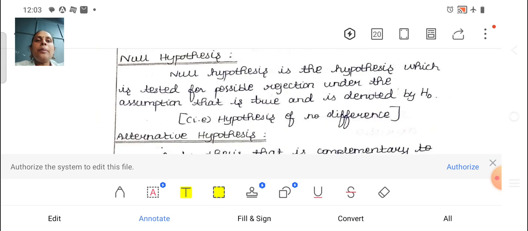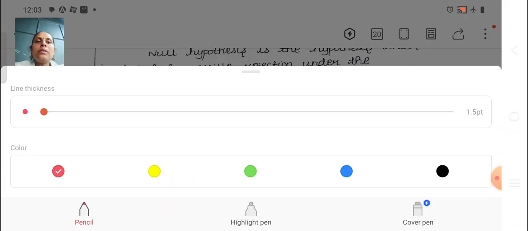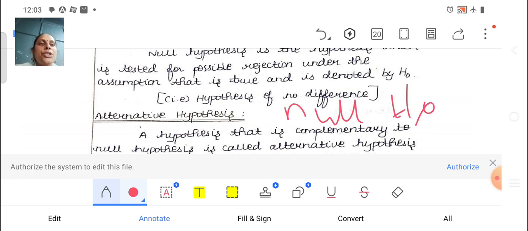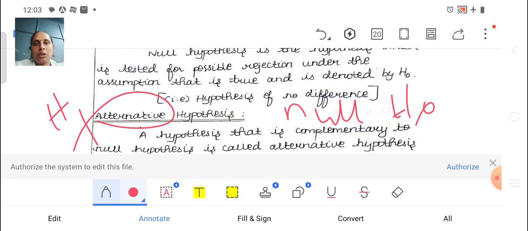One is the null hypothesis. The null hypothesis is denoted by H0. Next one is the alternative hypothesis. It is denoted by the symbol H1. In the null hypothesis there is no significant difference. Null hypothesis is nothing but there is no significant difference. So here the null hypothesis is mu equal to mu1.